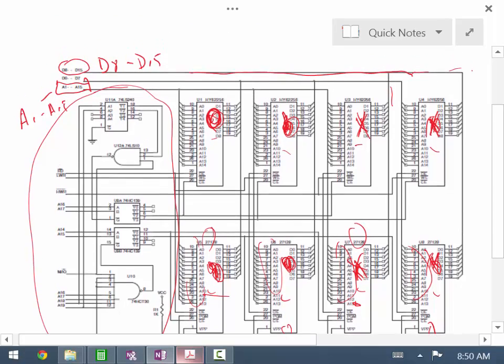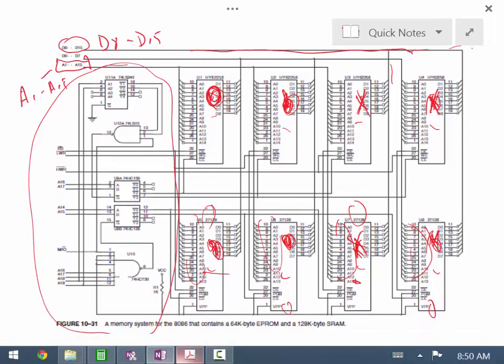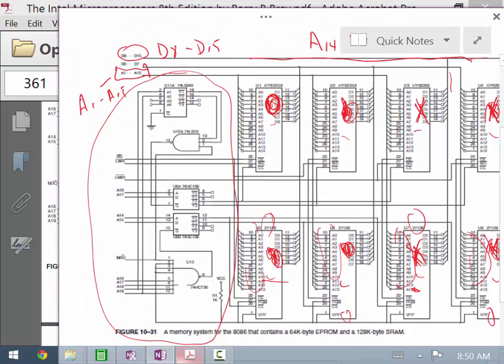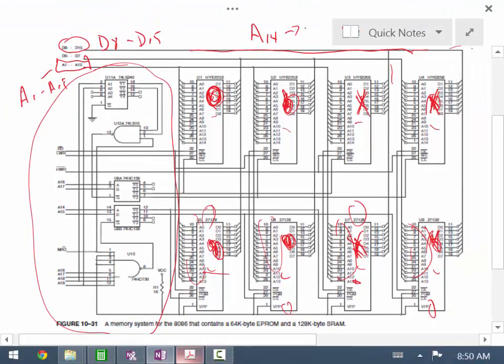All right, quick summary. We don't use A0. We use A1 through A15. Now, keep in mind that we're going to have some empty space in our memory map when we get this done, and we may not get this done during this time. And the reason is that when we look at this here, A14 only goes to the static RAM, the static RAM.